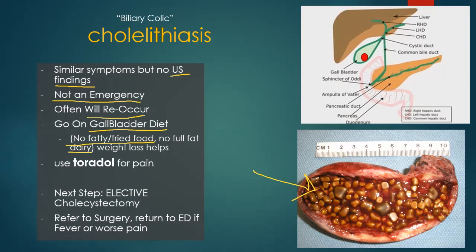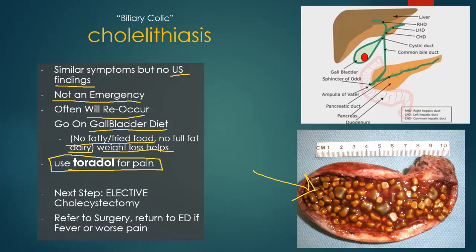I also recommend weight loss, and I give them Toradol for pain. Now, this goes for acute cholecystitis as well. Toradol is significantly better than narcotics. You're going to notice that with all stone pain, with all of that crampy pain, we're going to use Toradol whenever possible.